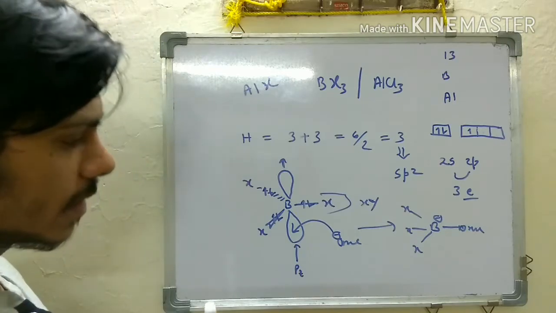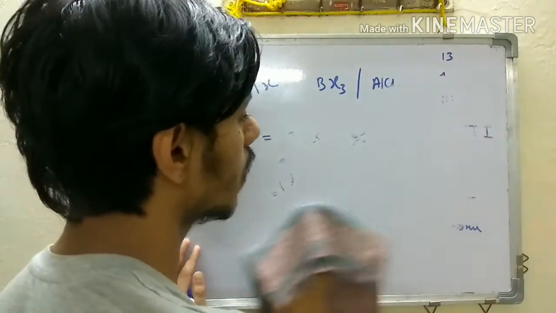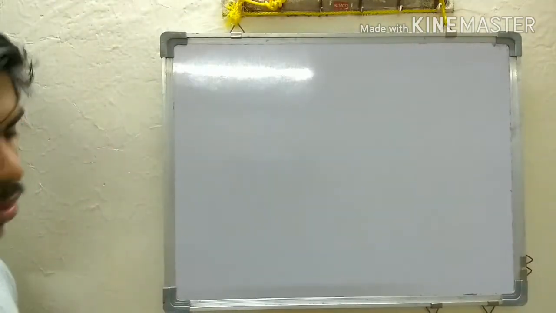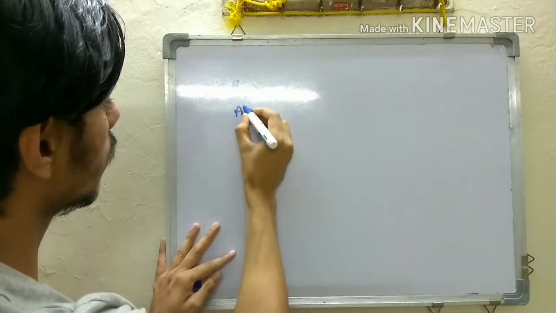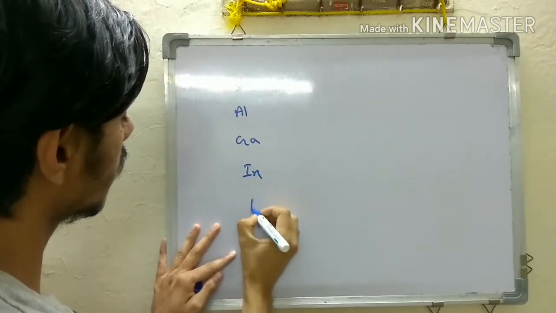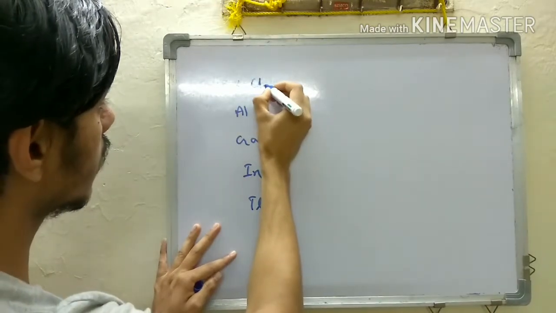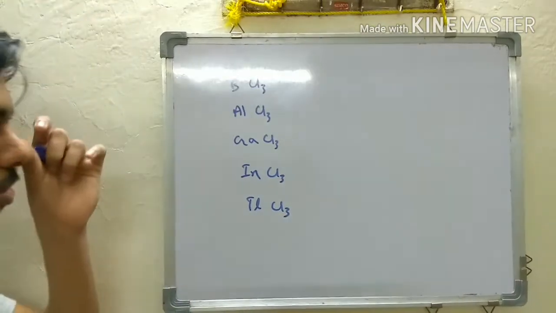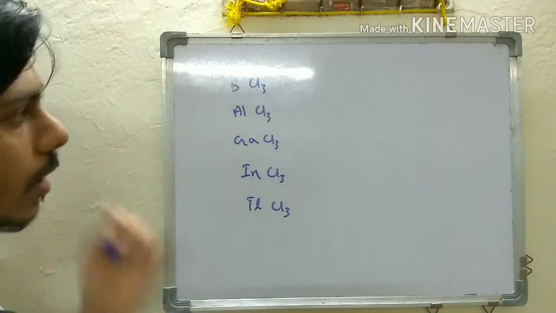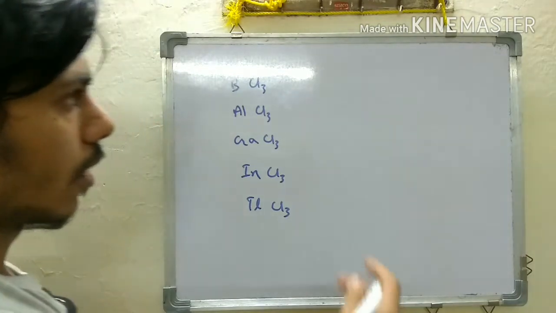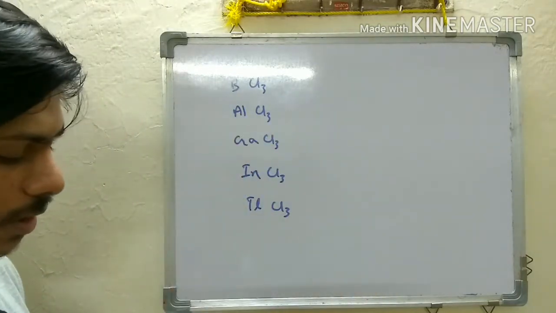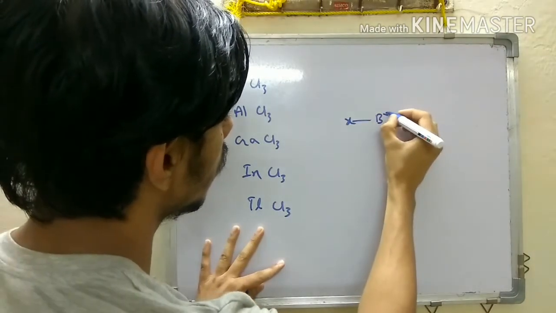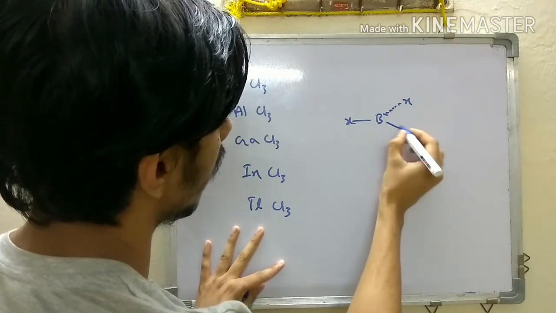Now if you compare the Lewis acidity of the halides of these group 13 elements, so group 13 has which elements? First boron, then aluminium, then gallium, then indium, then thallium. And if you take their trichloro compounds, what will be the order of Lewis acidity? Before discussing that, I have to mention one further point. This is your boron trihalide, right?